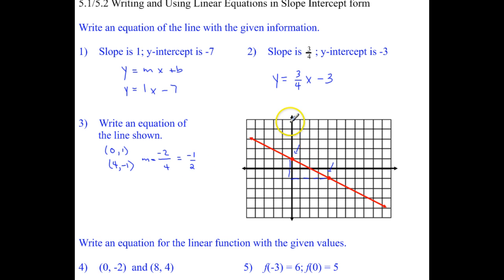The y-intercept, since I can see my y-axis, is pretty clear. It was also given to us as one of our points. My y-intercept is a positive 1. Knowing that information, I should be able to plug in negative 1/2 x plus a positive 1.